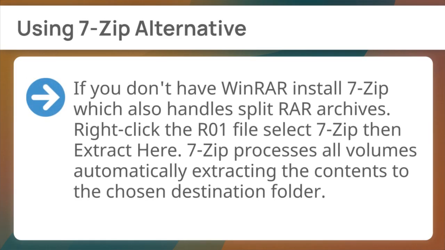Finally, using the 7-zip alternative. If you don't have WinRAR, install 7-zip, which also handles split RAR archives. Right-click the R01 file, select 7-zip, then Extract Here. 7-zip processes all volumes, automatically extracting the contents to the chosen destination folder.